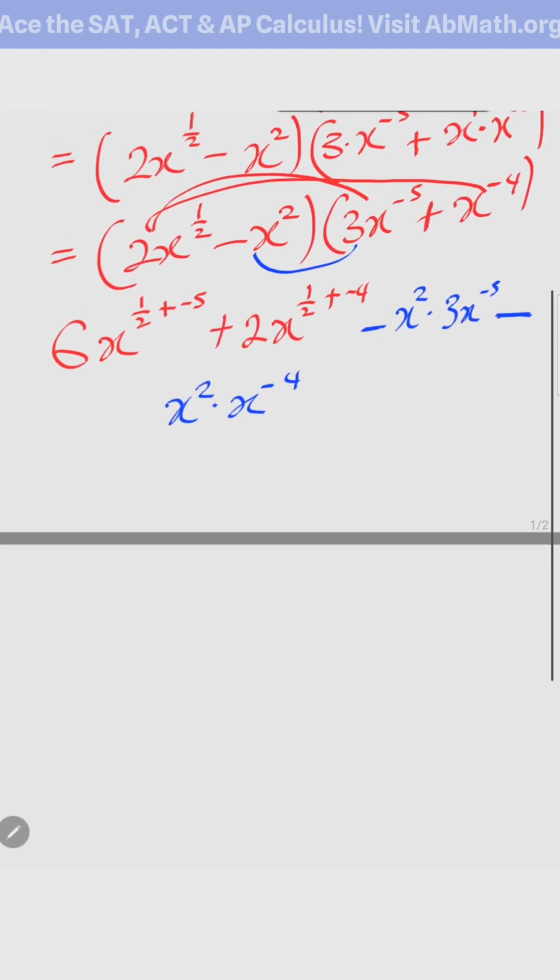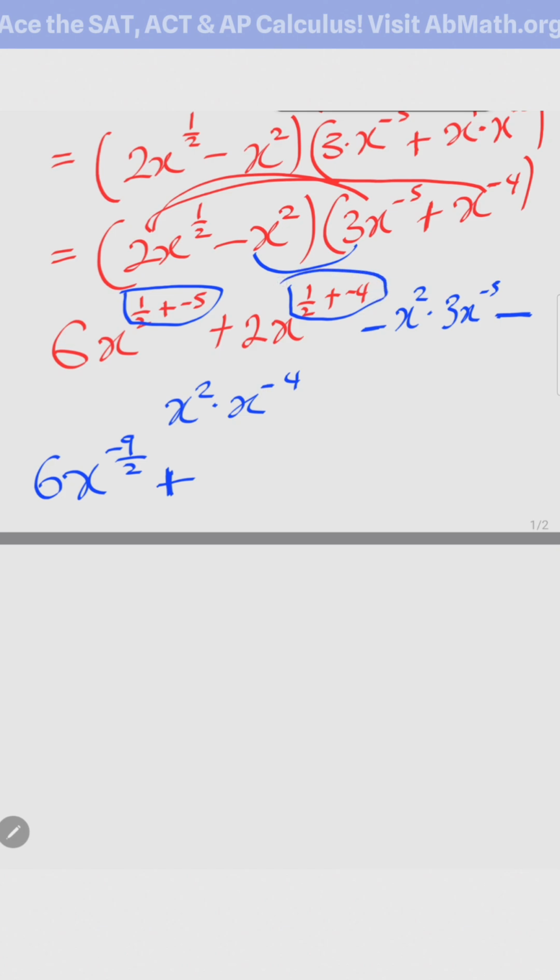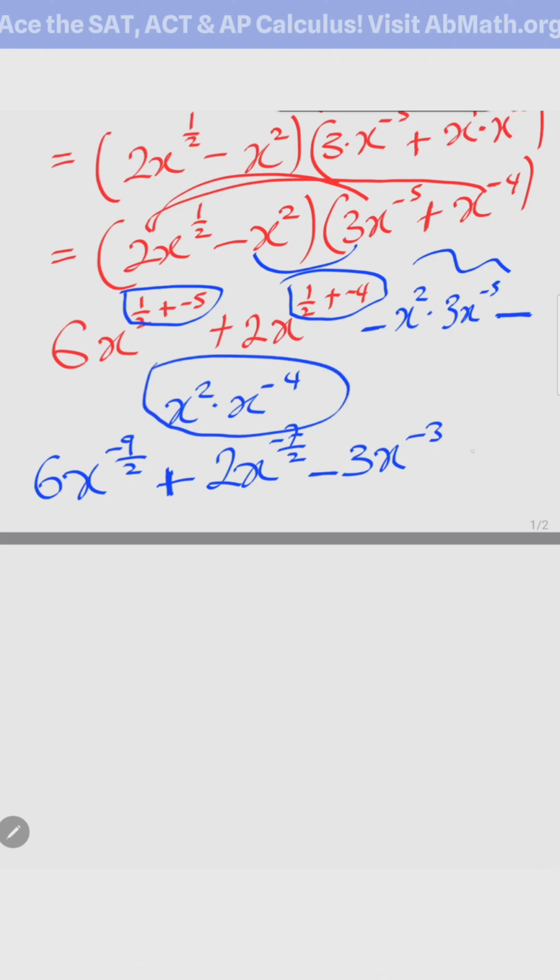So what can we do now? Let's simplify everything. We have 6x, now this is going to be negative 9 over 2, then plus 2x to the negative 7 over 2. For this, we now have negative 3x, because 2 plus negative 5 will give you negative 3. Then the last part will now be minus x to the negative 2. So that is how to simplify it.